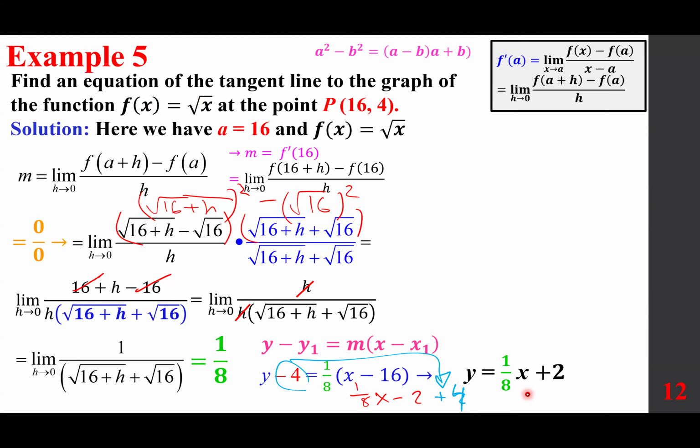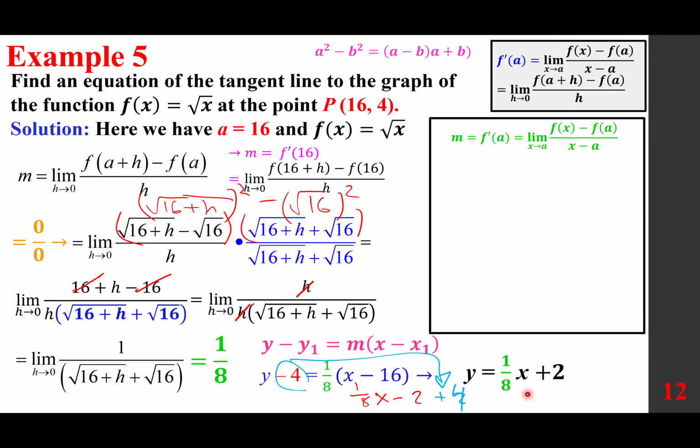We're done with that. However, I want to go with the second method for practice to show you how we find the slope with that one. Sometimes one is easier than the other one. Therefore, m, or f prime of 16, is the limit as x approaches 16 of f(x) minus f(16) over x minus 16. So it's the second method we want to use.